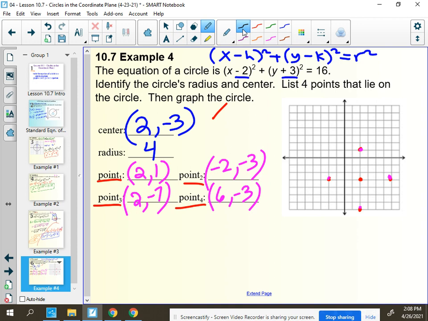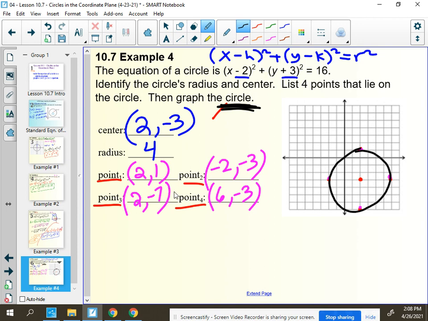The last thing we were being asked to do was graph a circle. I haven't graphed a circle yet. I've got some key points there. So just do the best you can. Connect those 4 points using a nice smooth curve circle. It's good enough for me right there. Okay, just no straight lines. And that's it.